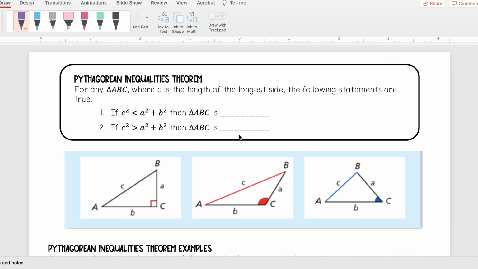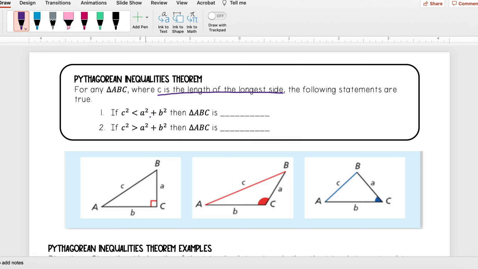For this video, we're going to be learning about the Pythagorean inequalities theorem. And this theorem allows us to determine whether a triangle is a right triangle, an obtuse triangle, or an acute triangle. So it allows us to classify a triangle. And so this theorem says that for any triangle ABC, where c is the length of the longest side, so really important, c is the length of the longest side, the following statements are true.